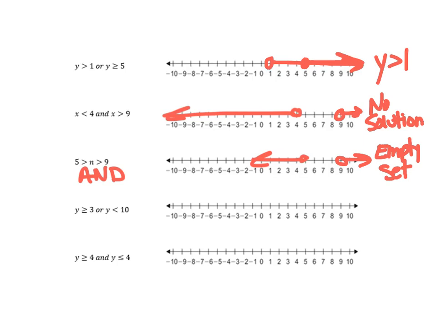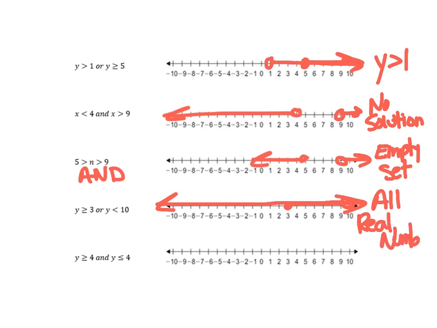Next one. Y is greater than 3 or y is less than 10. Or means I can graph both of them on the same graph and combine them. So I'm going to do a closed circle here, and then y is greater. So there we go. And then y is less than 10. We go this way, and is there going to be any number on the number line that's not shaded by one or the other? Since it's an or, we have to combine it. And look, every single number is shaded by one or the other one. So this one is called all real numbers. I'm going to run out of room here.